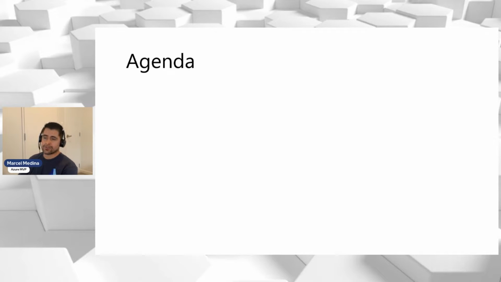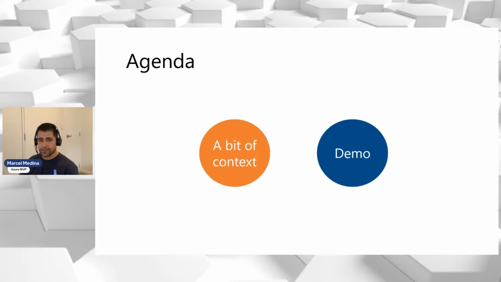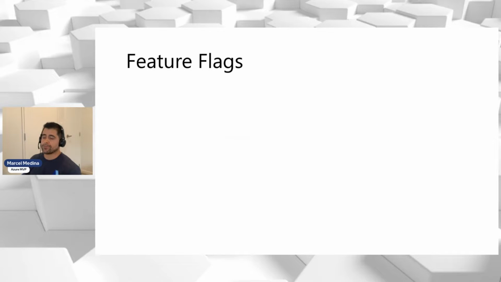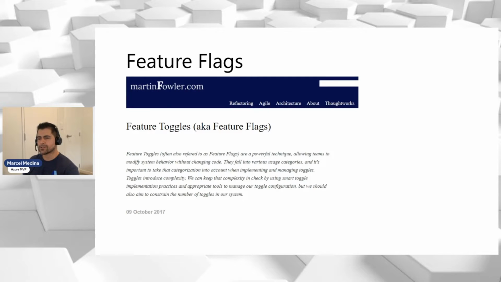For today, before we jump to code, I love jumping to code, but we're going to have a little bit of context on feature flags and Azure App Configuration, and then we're going to go to the demo. I love demos. And for the feature flags, if you're new to that terminology, fine, and if you've been in the field, this is very familiar ground for you.